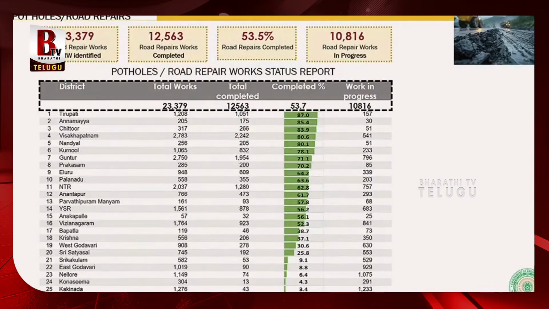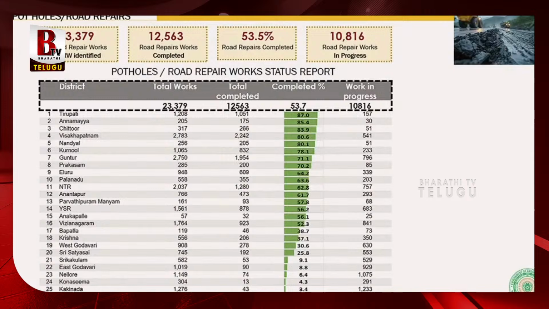We have given a commitment, sir, that it will be completed by 15th of January, and 53% of the work has been completed. This chart indicates the progress of the pothole repair work status. Collectors may kindly go through it, and as and where there is slackness, kindly pull up the ULBs and see that we are able to complete this before the set deadline.